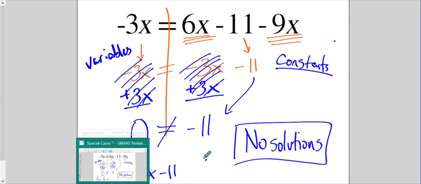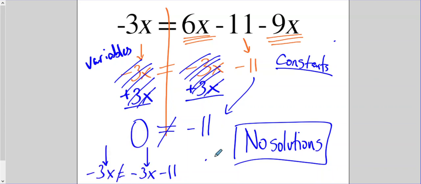There is no solution here, no number that I can plug in for x to make this equation true. That's why I say I have no solutions. Or your solution set is the empty set. Or you can say no solution in that way with a 0 and a diagonal line through it.